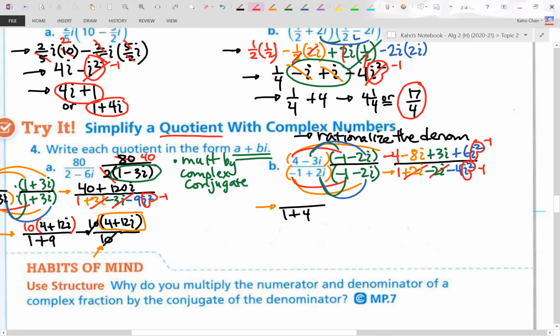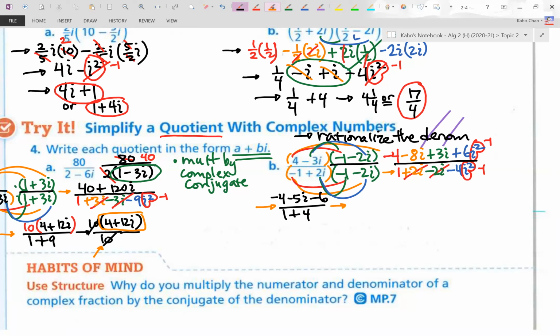Yeah? Let's rewrite the whole thing in the numerator. -4, we have 2 i terms that can be combined together. -8i plus 3i is -5i. And the back end is +6 times -1, which is -6. Keep going.